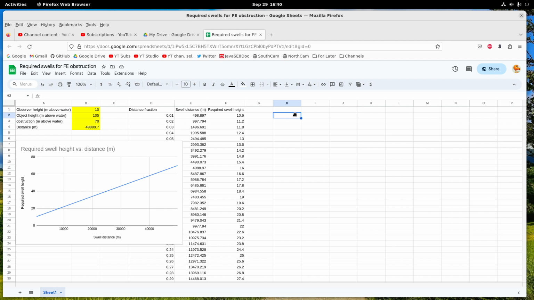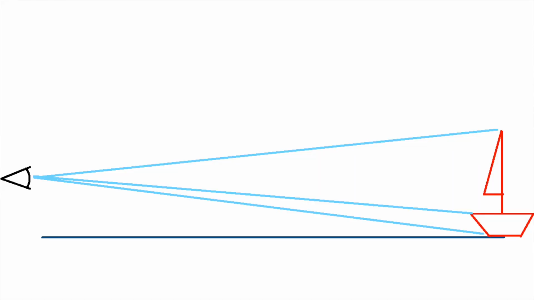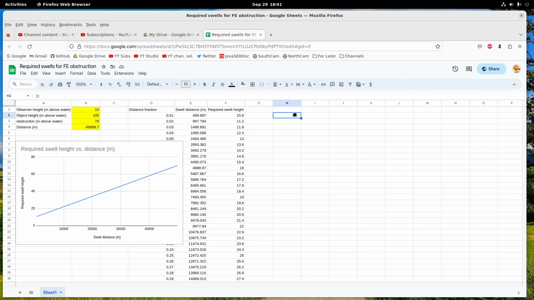So let's look at several possibilities. If you're on one side of a body of water looking across at an object on the other side, whether it's a boat or a distant city skyline, there's going to be a certain portion of the object that you're looking at that will be obscured. If it is waves, as some people suggest, then we can apply some very simple geometry to calculate what the height of the swells would be at any given point between the observer and the object, and that is what this spreadsheet is supposed to resolve.